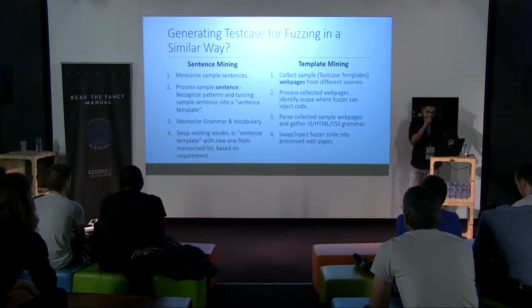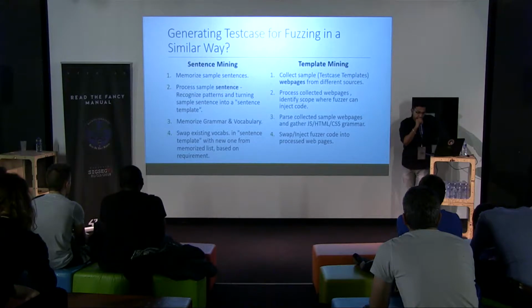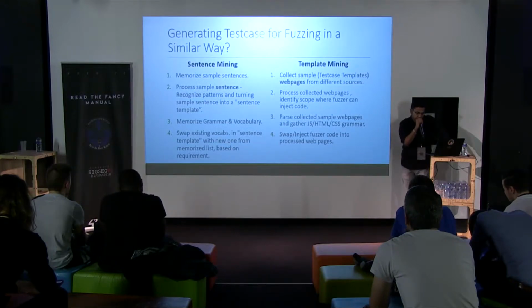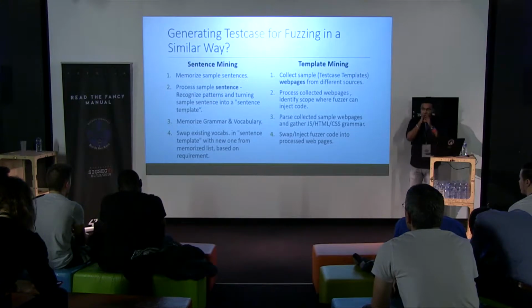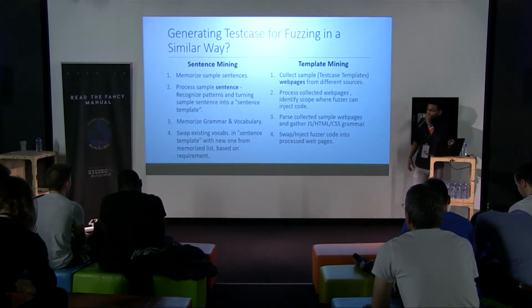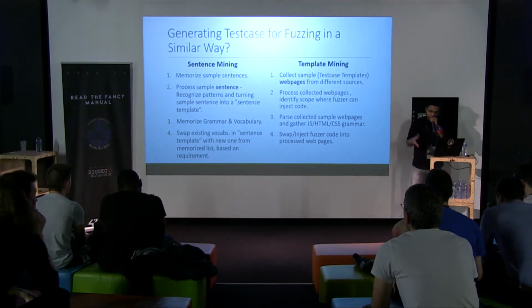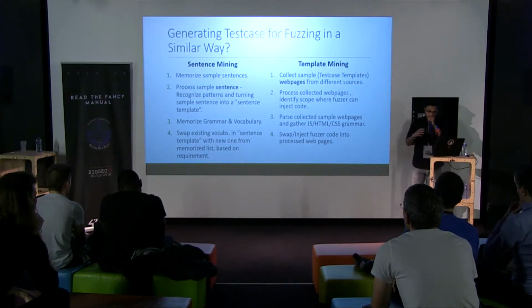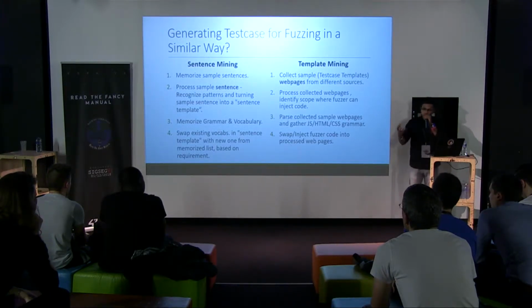So how can we generate effective test cases for our browser fuzzing in the same way we have seen sentence mining work? In sentence mining, the first step is memorizing sample sentences. In template mining, what we can do here is collect sample web pages from different sources. The next step in sentence mining is pattern recognition in those sample sentences and turning them into sentence templates. Here also, the collected raw web pages have to pass through some pattern recognition engine, so that we can identify the scope of different code present in those web pages, and we can also grab grammars from them.